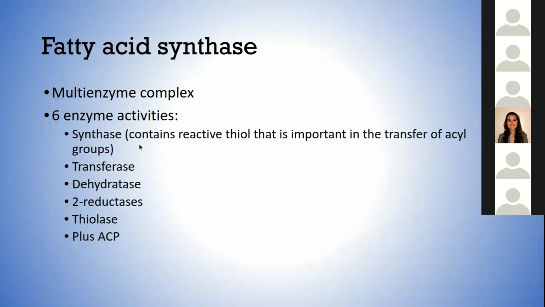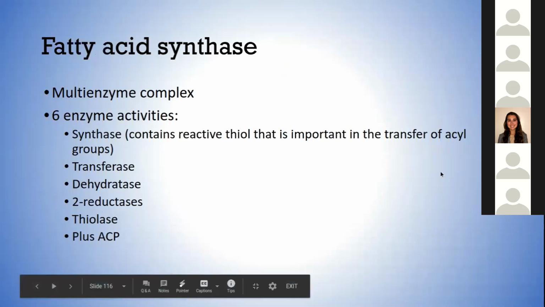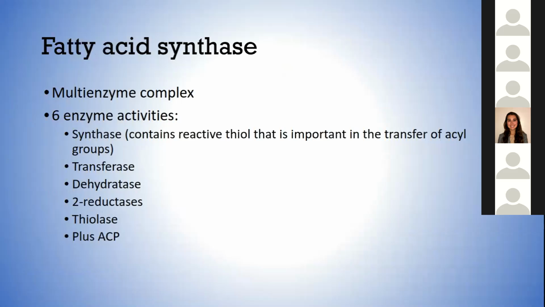And I think it's really important to know these so that when you're thinking about it, you can be like, oh, I know it has 2 reduction activities basically. So 2 times throughout this pathway, things are going to get reduced, okay? Or I know it has a dehydration step, so water has to be taken out at some point.